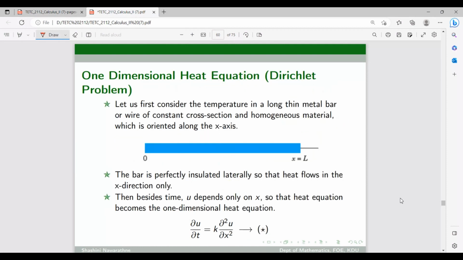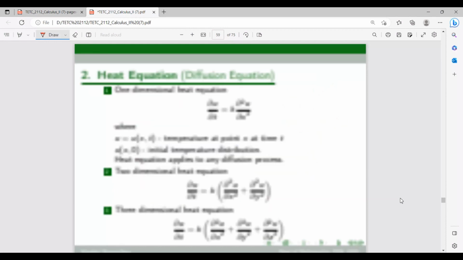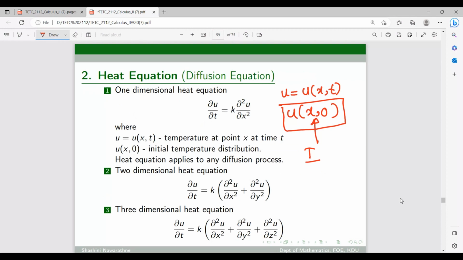So let's see the one-dimensional heat equation. I just forgot to mention one thing here. Since we are going to solve the one-dimensional heat equation, let's discuss what two-dimensional and three-dimensional mean. In the one-dimensional case, the variable u depends only on the distance along the x direction and the time. When we consider the two-dimensional case, the variable u depends on the x coordinate, the y coordinate as well as the time t.